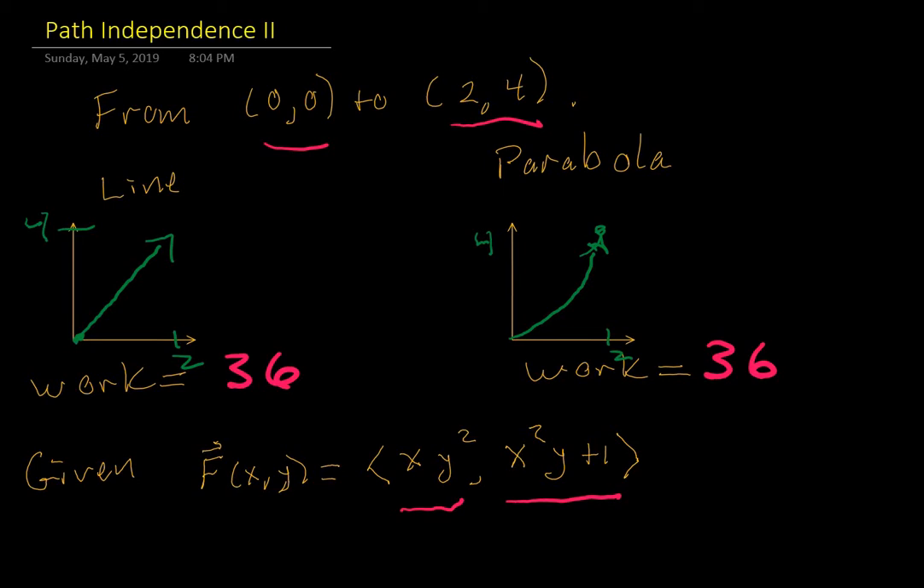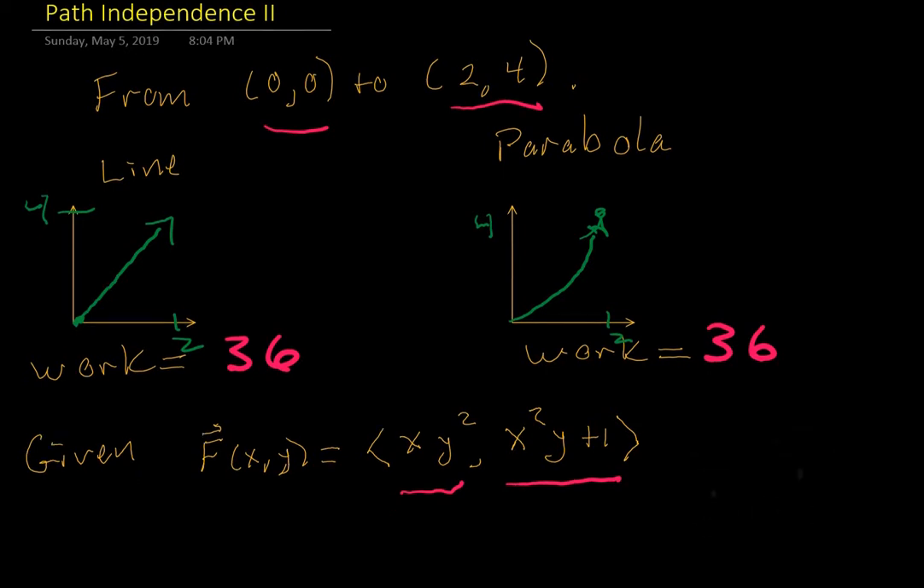So it can be coincidental sometimes, two paths with the same amount of work. It's like finding two routes to work or to school that take about the same amount of time. But in general, we don't expect those to be equal. So here is the difference maker. The difference maker is actually in our vector field.